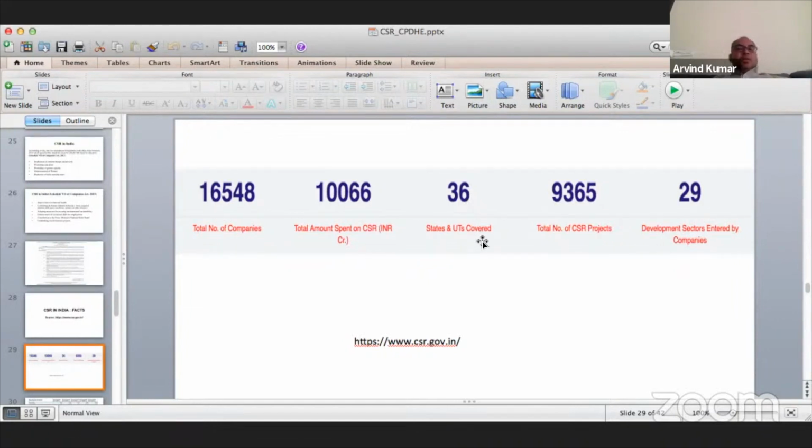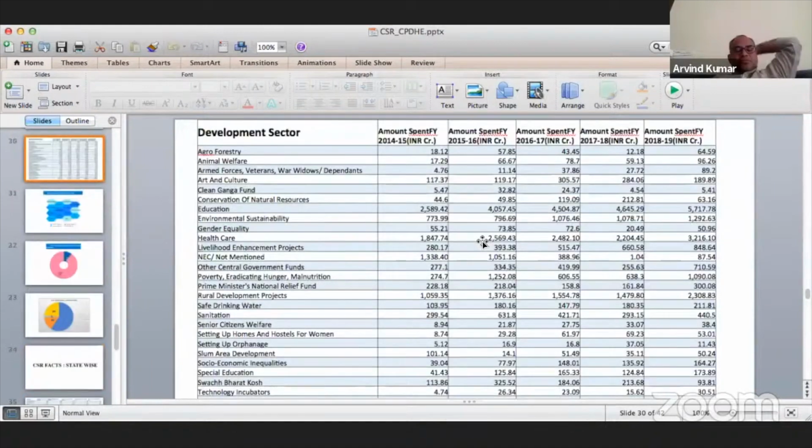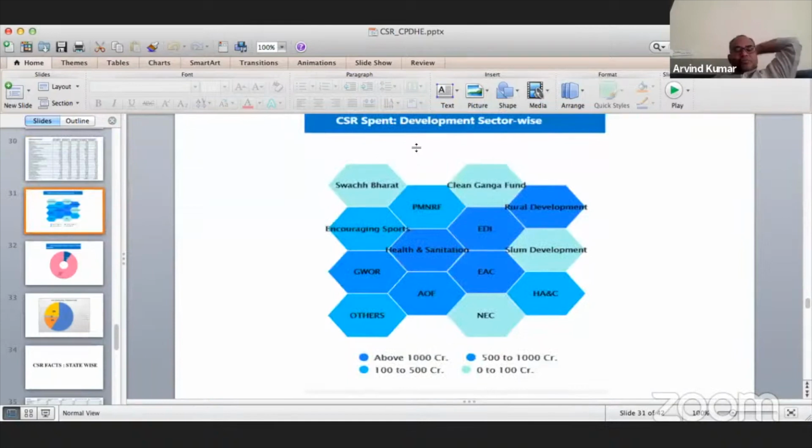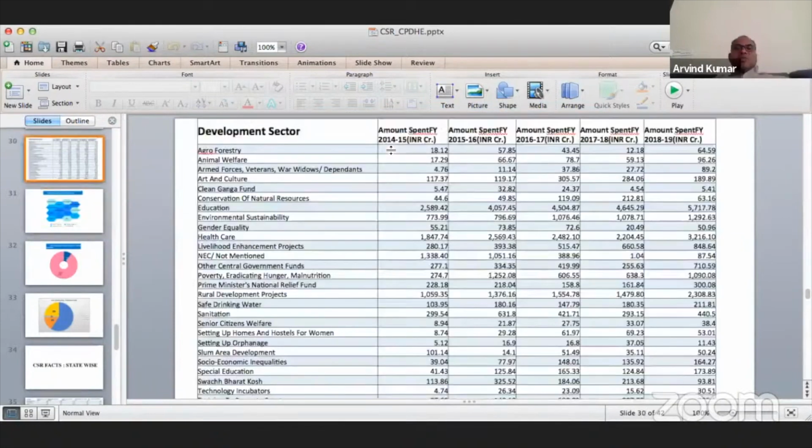Let me also share with you what the development sectors are. These are the tables here. They talk about the development sector and the amount spent over financial years. What I did was cover the last 5 years, though 2020 is not included, and I can also get you the new data about that.